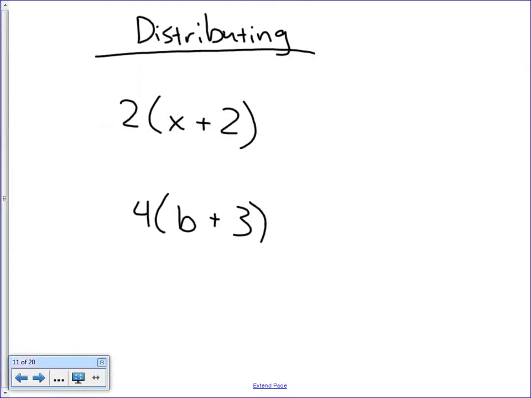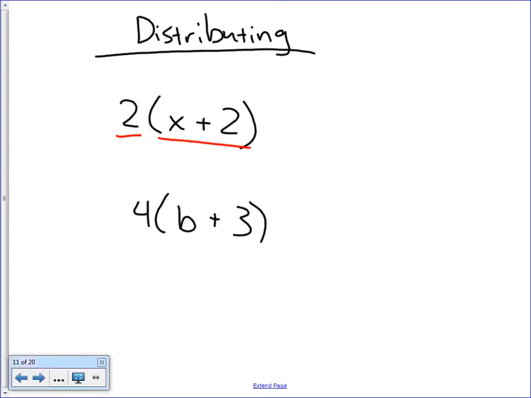So in this video, we're going to be talking about distributing. Now, distribution problems, we see a couple of examples here, and you notice that both of them have a number out front, and then a set of parentheses, and then an expression with two terms in it. So that's what we're going to be talking about today. What happens when we have a number, and we're multiplying it by an expression like this? This is what's actually called a binomial.